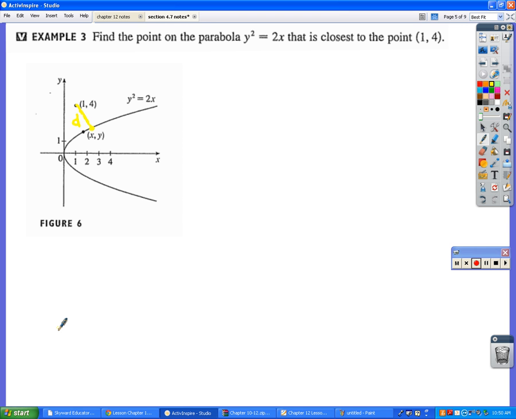Hang on. Try and find it. Rack your brain for a little bit. Are you writing it down?